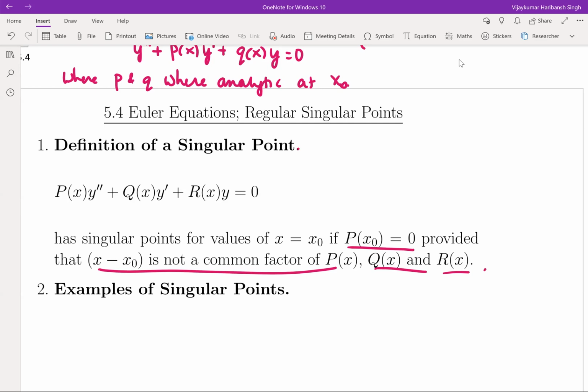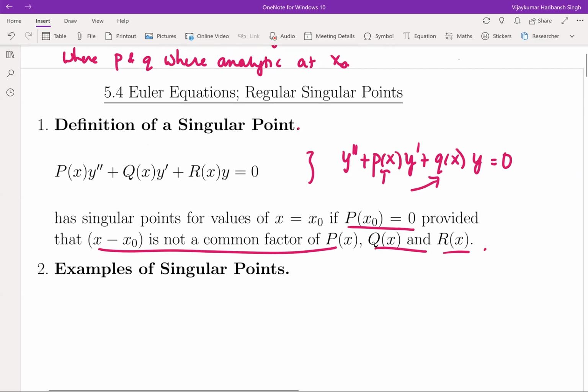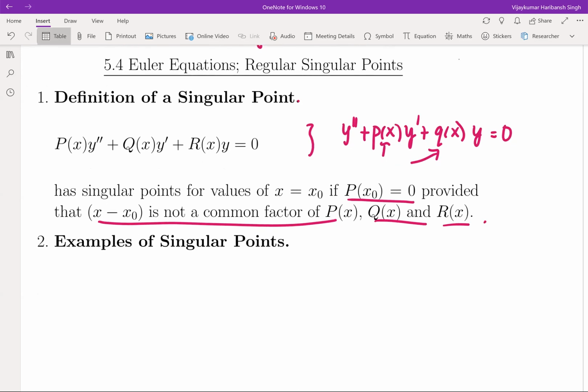Or in other words, if you write it in the following format: y double prime plus p(x) y prime plus q(x) y equals to 0, then p(x) and q(x) should not have a power series expansion at x naught, or they should not be analytic at x naught. So then we get the concept of singular points for a differential equation. So let's look at a few examples first.